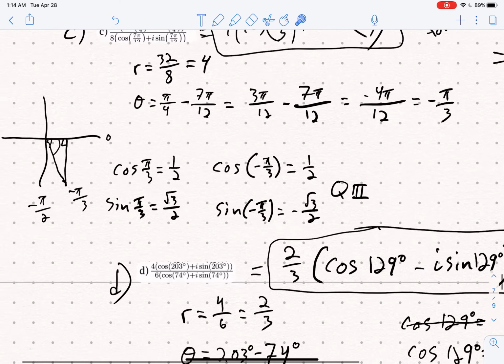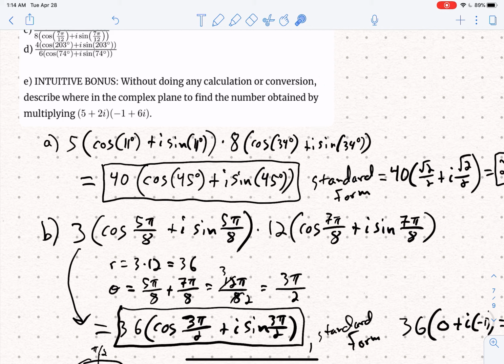Now, we're basically done with the example. I just want to do one more brief discussion. This is the intuitive bonus, I called it. Without doing any calculation or conversion, describe where in the complex plane to find the number obtained by multiplying these two numbers together.